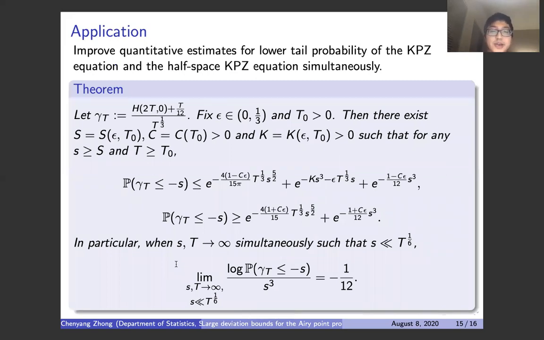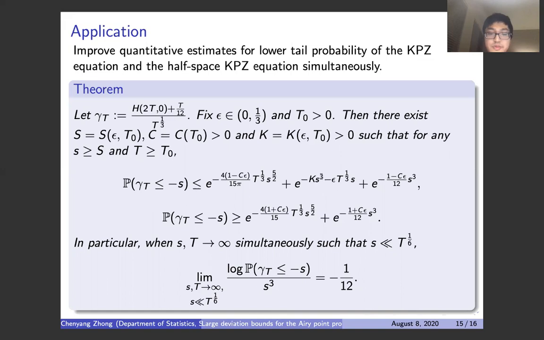We also have an application of our estimates of the Airy point process to obtain improved quantitative estimates for the lower tail of the KPZ equation and the half-space KPZ equation. That's because we establish our result for general stochastic Airy operators. So for the KPZ equation, we can take beta to be equal to 2. And for the half-space KPZ equation, we can take beta to be equal to 1. We presented the result here for the KPZ equation, and we get upper and lower bounds for this centered and scaled solution.